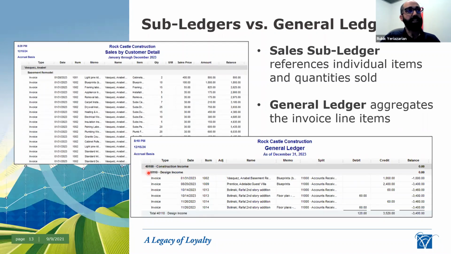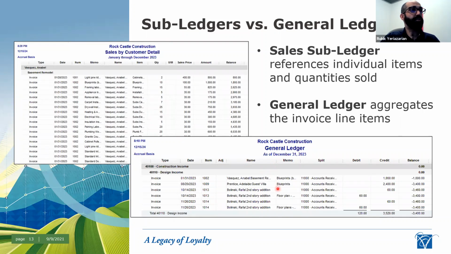If instead of looking at my general ledger, I want to look at my sales subledger, the sales subledger is going to give me more detail than the general ledger. It also can give me every single line item on a specific invoice. For instance, this is just one entry on invoice 1002 for $1,000. But if I look at my subledger, I can see that there are like 15 or 20 different line items related to invoice 1002.